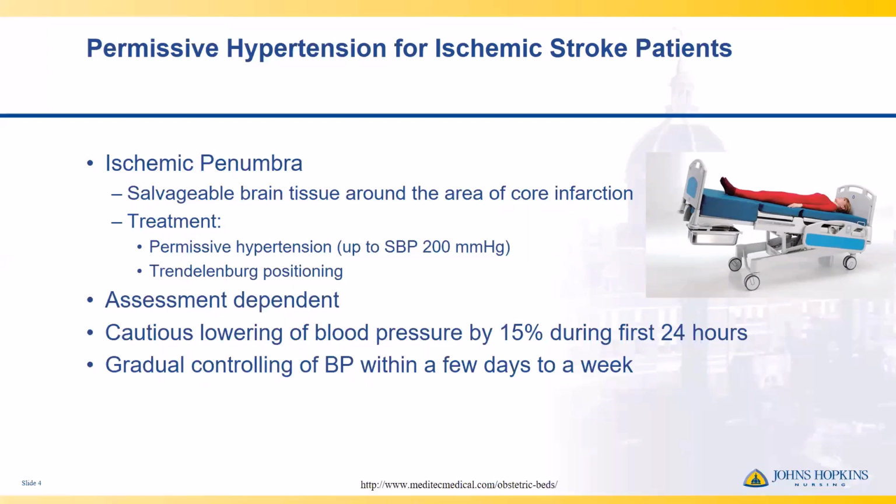As well, we want to be cautious with lowering patients' blood pressures after a stroke. And usually we might lower it just gradually by about 15% during the first 24 hours, and then gradually control the blood pressure within a few days to a week. We want to make sure we're maintaining blood pressure to the ischemic area, but we also don't want it to be too high or too low.